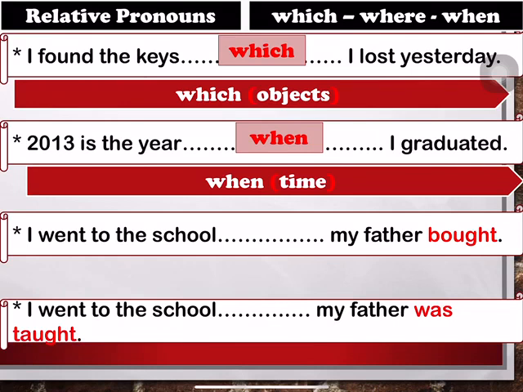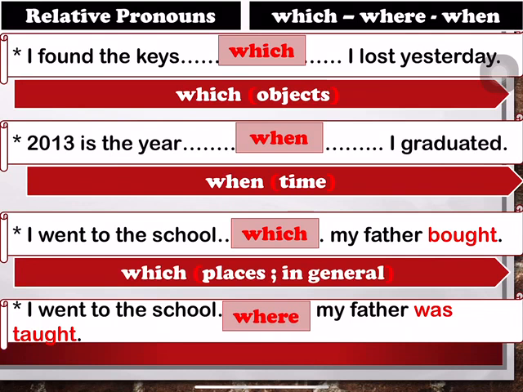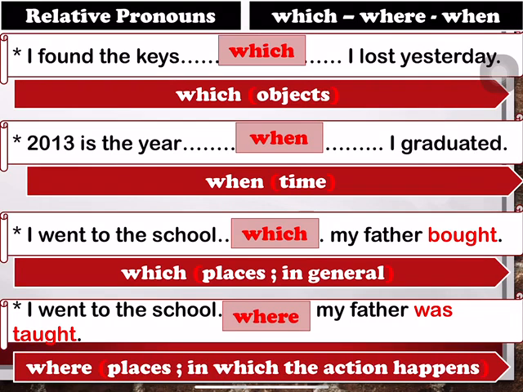Look at these two examples. I went to the school which my father bought. I went to the school where my father was taught. So in the first example, we are going to use which. Very good. And in the second one, we are going to use where. But why? Because which is for places in general, and where for places in which the action happens.